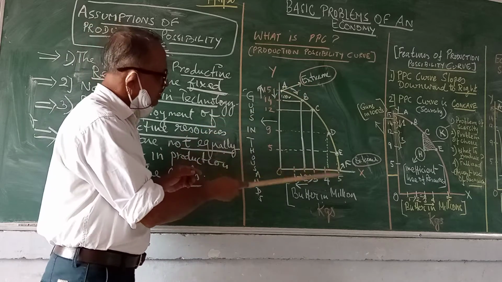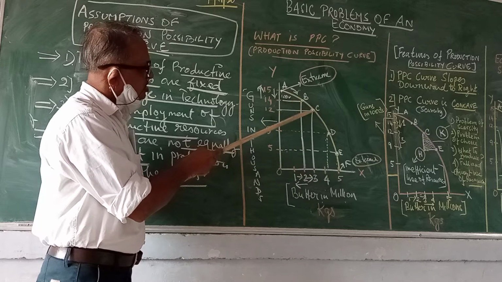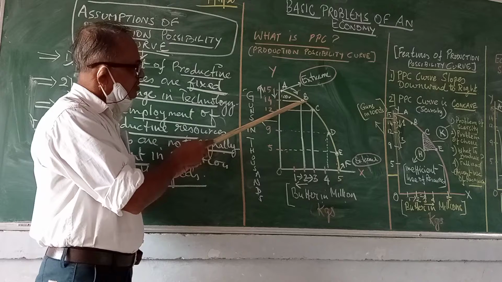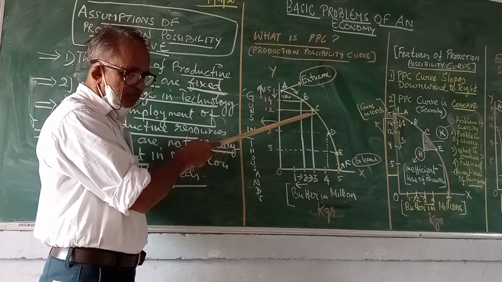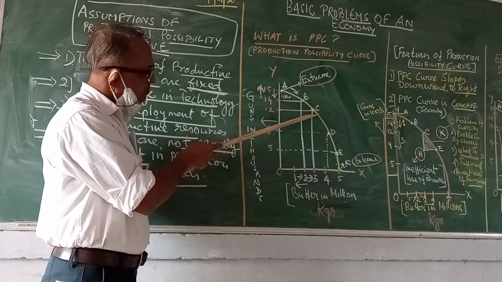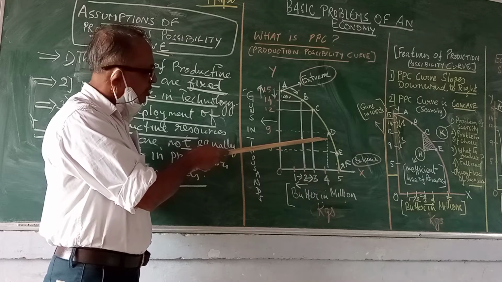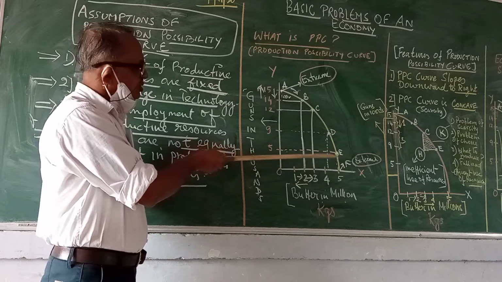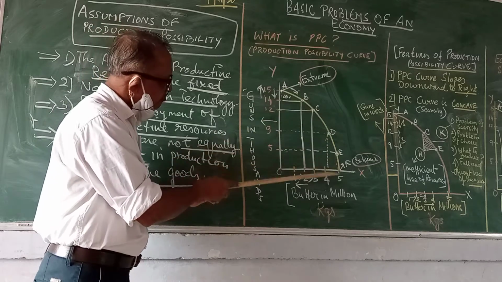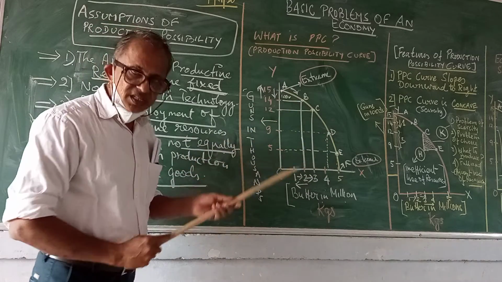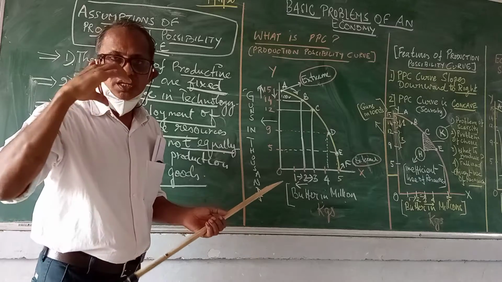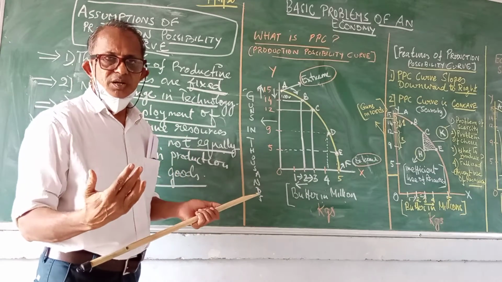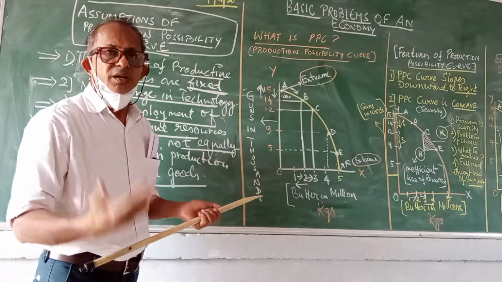Now between the extreme cases, there are choices. Either I can go for B, or I can manufacture C product, or I can manufacture D product, or I can manufacture E product. So this production possibility curve tells us that choices are there for the economy to decide which product to manufacture more, which product to manufacture less.